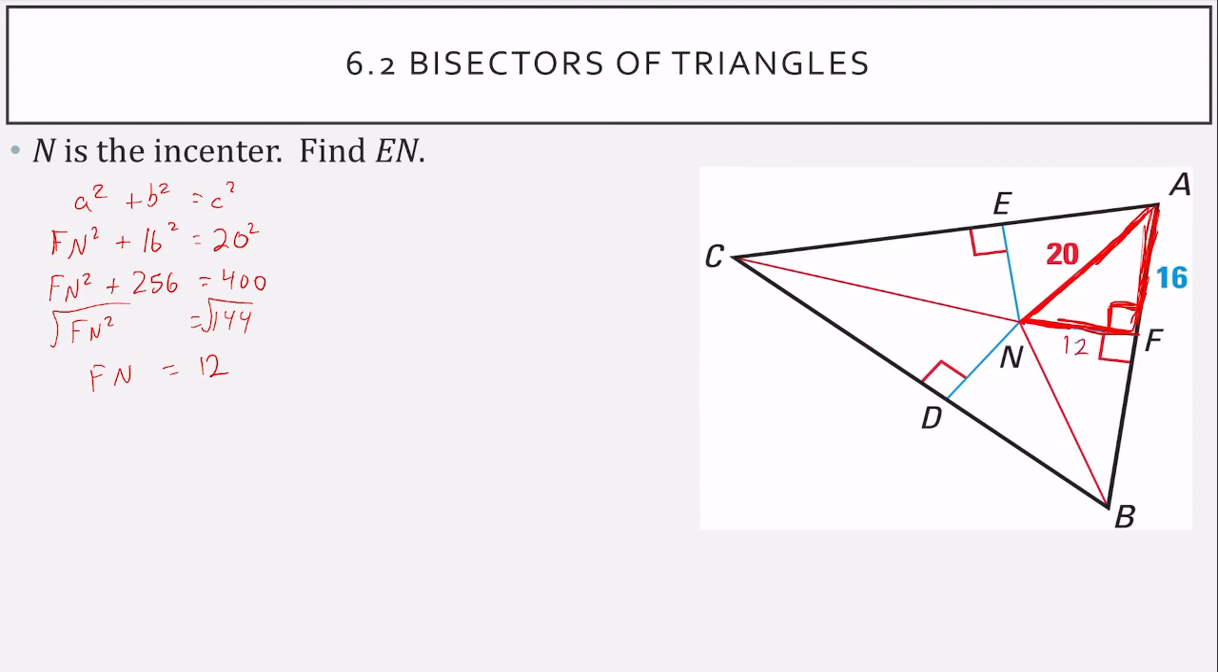How does that help us find EN? Well, if N is the incenter, then EN, DN, and FN are all the same length, because the incenter is equidistant to the sides of the triangle. Therefore, EN is the same as FN, which is 12. Would you pause this and try number 6 and 12?